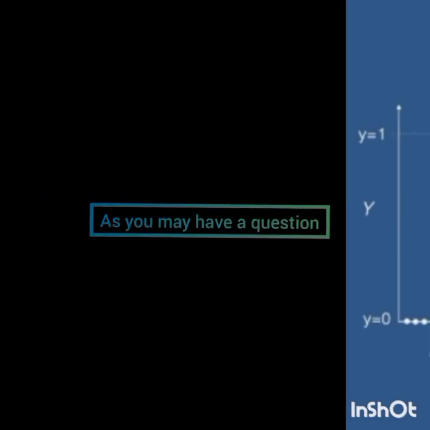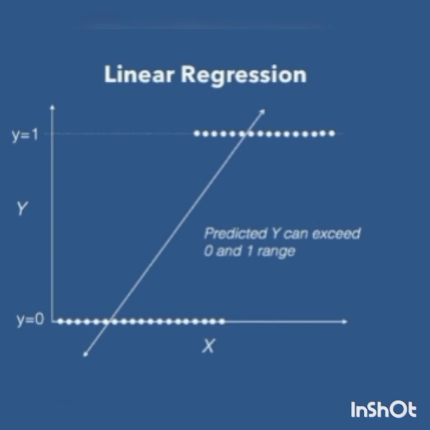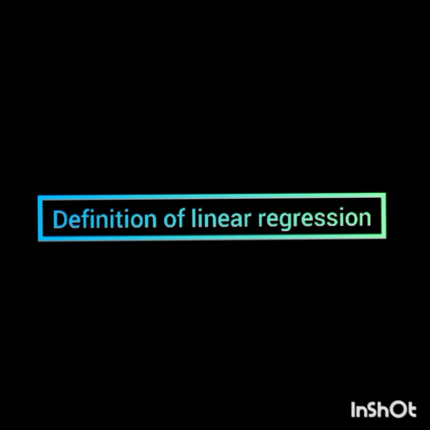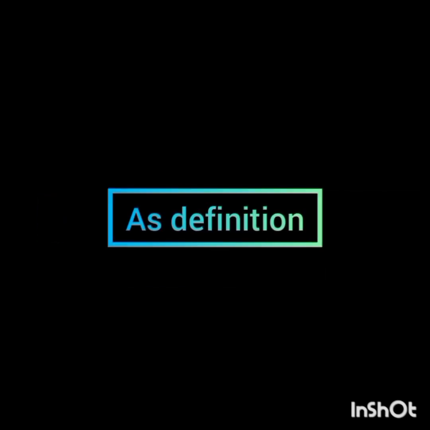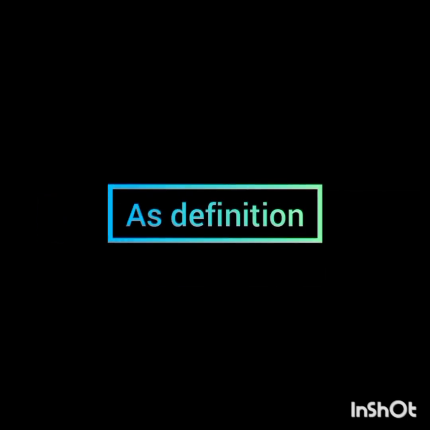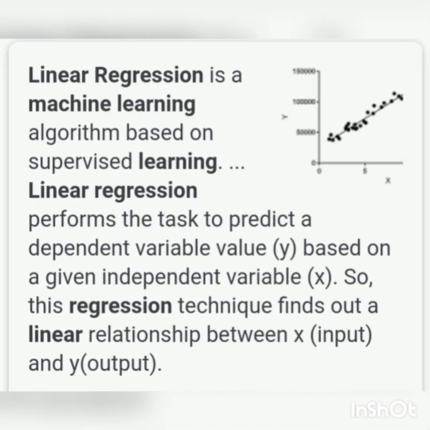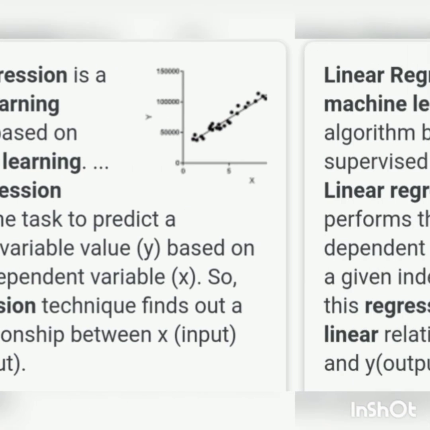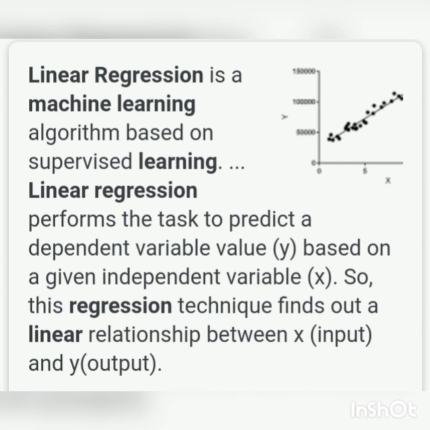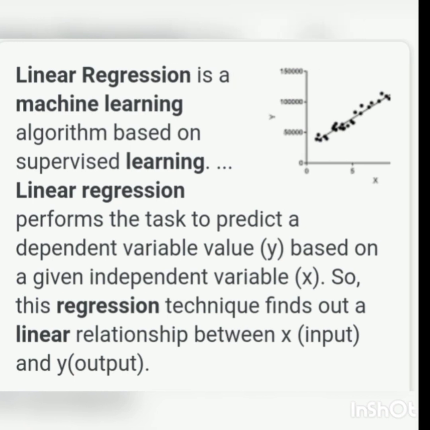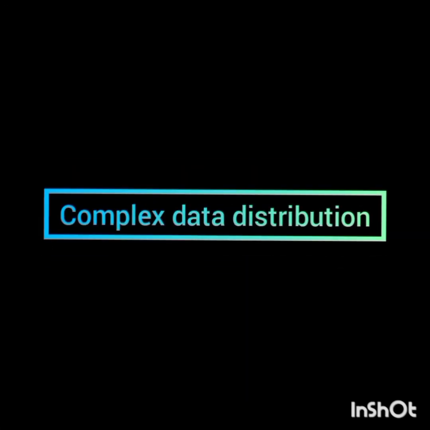You may have a question: we have linear regression, so what is the use case of polynomial regression? The answer comes from the definition of linear regression. Linear regression is a supervised learning algorithm that predicts the variable y based on the given independent variable x, so this regression technique finds a linear relationship between x and y. This fails in the case of more complex data distributions.